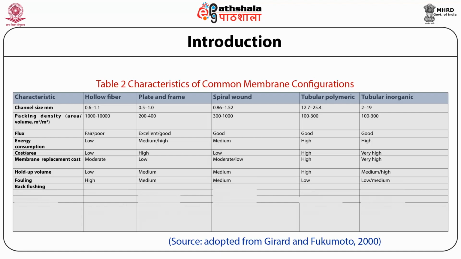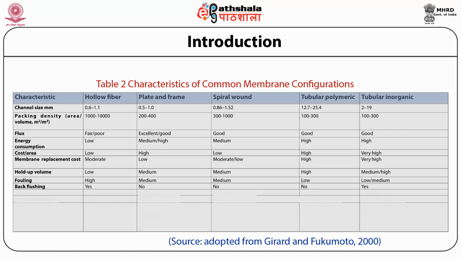Backflushing is the capability that when the membrane is fouled, we connect an external pipe and pressurize the permeate from outside, which will remove the blocking or clogging of the membrane. This facility is mainly available in the hollow fiber membrane module. Otherwise, plate and frame and spiral wound do not have this. Tubular polymeric also does not have this. But in the case of tubular inorganic membrane, this is equipped with this facility.